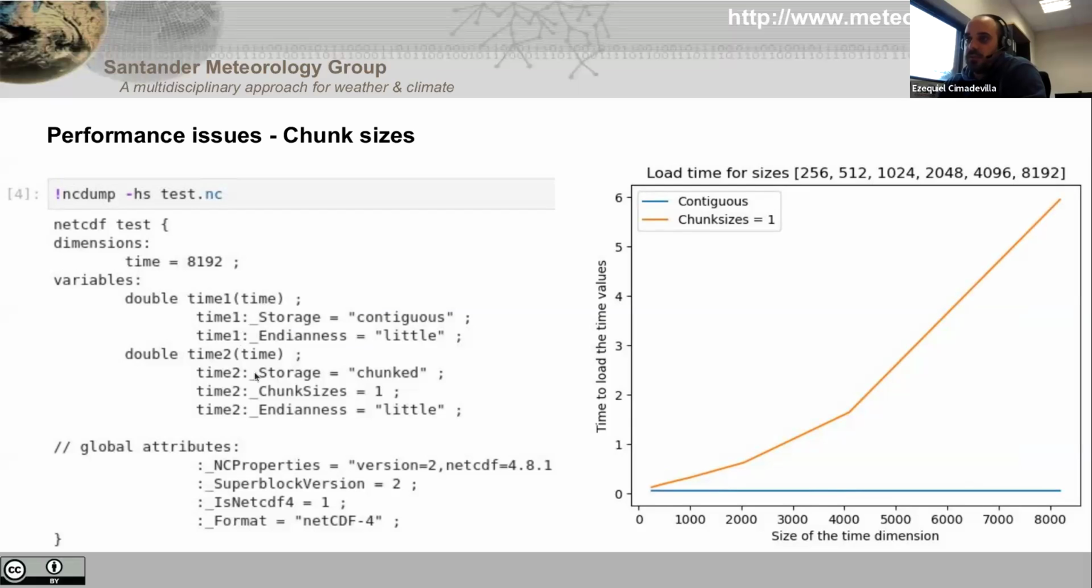This is a small test that proves the previous point. Basically, I have created two variables, one contiguous and one chunked with a chunk size of 1. For the contiguous variable, the data is read very fast, but when you use a chunk size of 1, the amount of time required to read the values increases very fast.